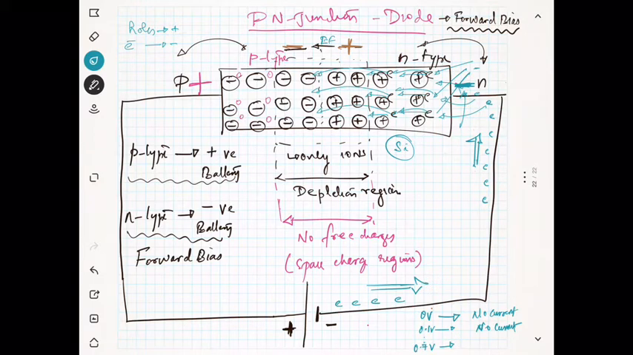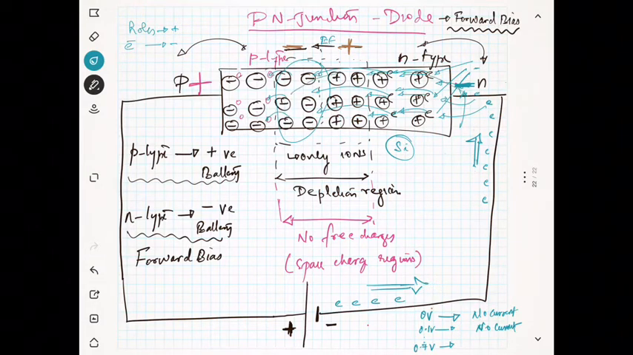Now you can see a lot of electrons at this end, a lot of electrons at this end, because electrons are coming from the right side. That means from the N side to the P side, and since a lot of electrons are there, these electrons will combine with the holes directly, and some more electrons will come here. Again this electron will move here, it will move here, it will move here.